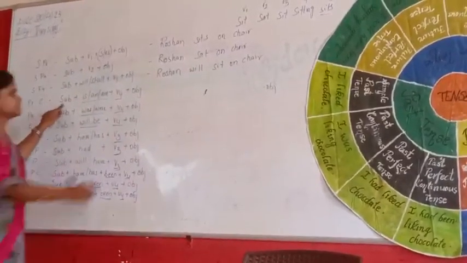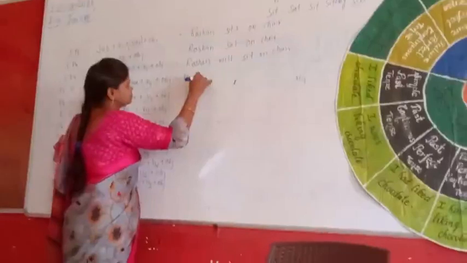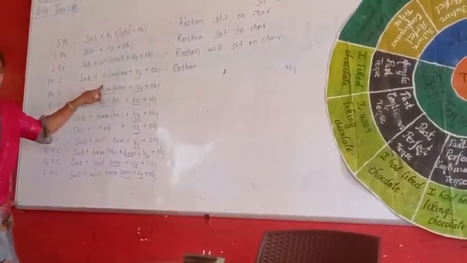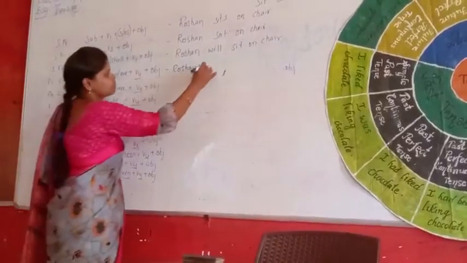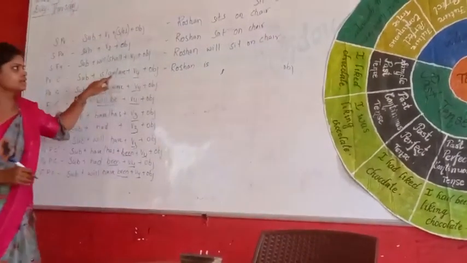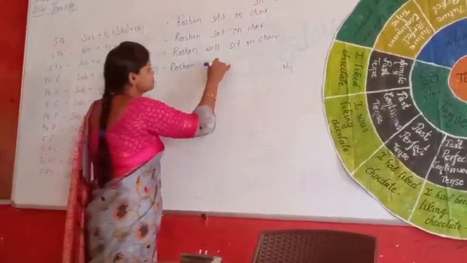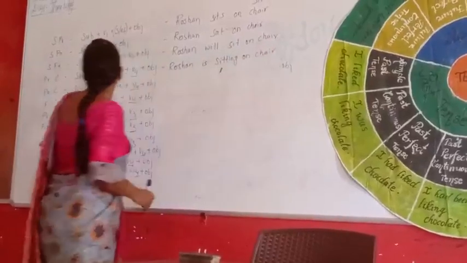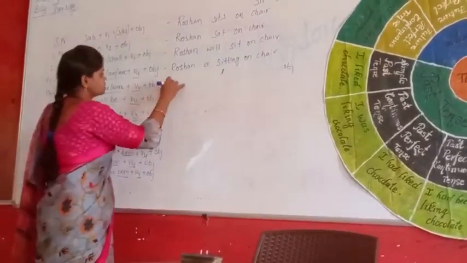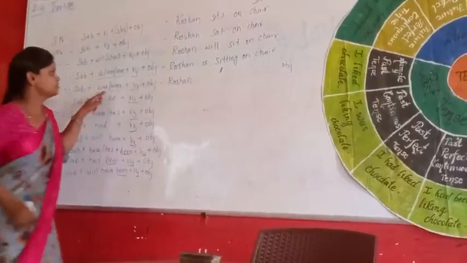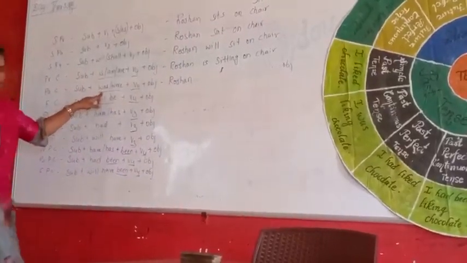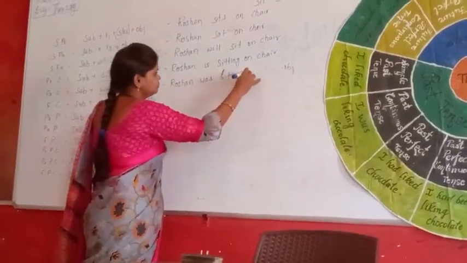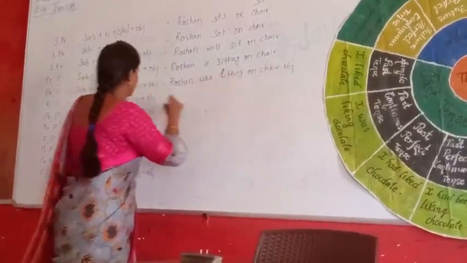Present continuous. Subject is Roshan. Roshan is followed by is, am or are. It is singular, so we should use is. Am is used only for I. Roshan is sitting on chair. In the same way, past continuous. Subject is Roshan. For singular, we should use was. Roshan was sitting on chair.